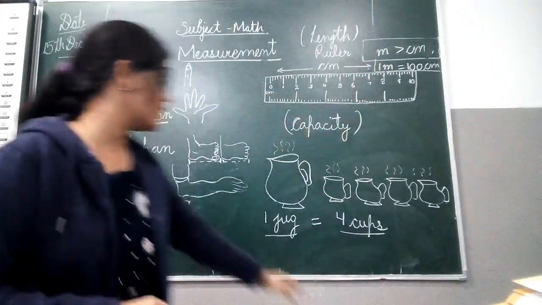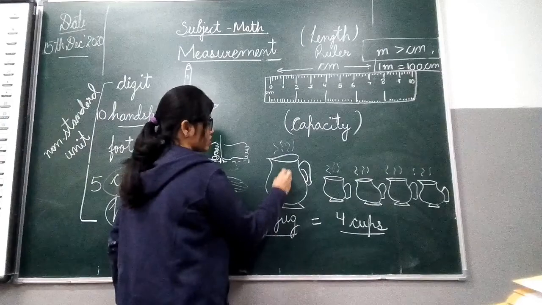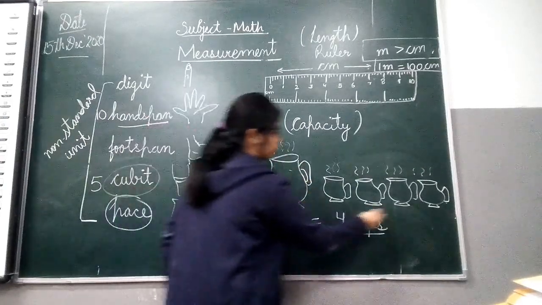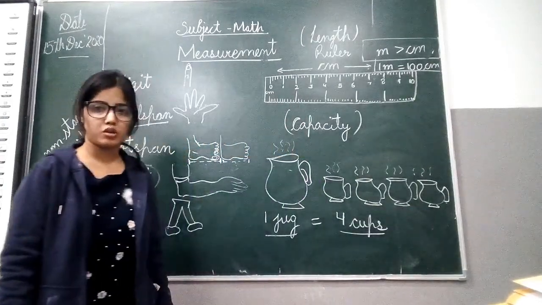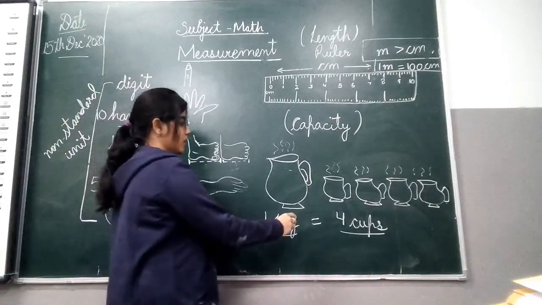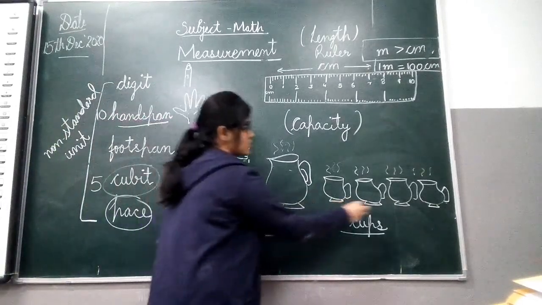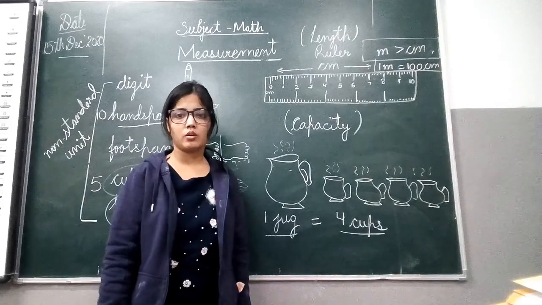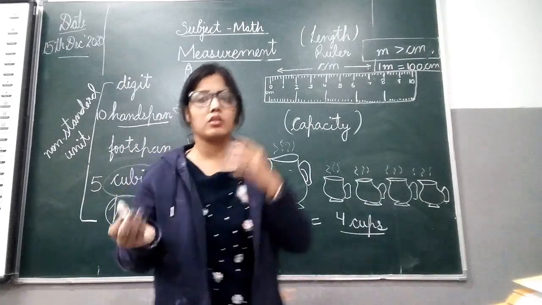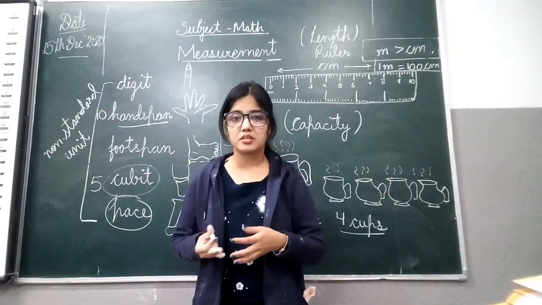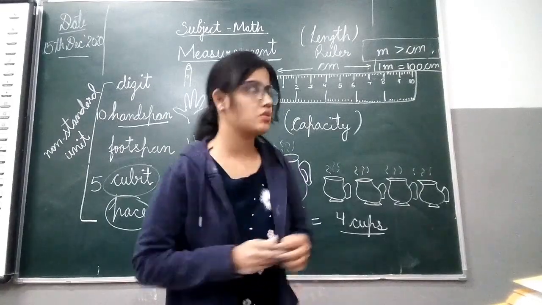Similarly here, as I've drawn, this is one jug. This one jug can be filled with 4 cups of water or tea. So the capacity of one jug is 4 cups. This is how we can calculate the capacity of any object. So this is one thing.